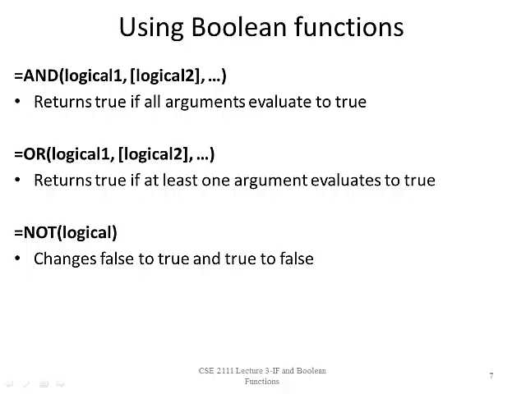The or function: logical 1, comma, logical 2 in brackets, comma, ellipsis. So the only argument that you need is logical 1, and this function will return a true, or it will display a true in your cell, if at least one of your arguments evaluates to true. The not function has only one argument, and that argument has to evaluate to true or false. So it changes a false to a true and a true to a false.